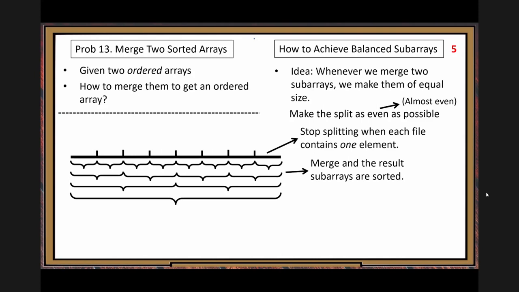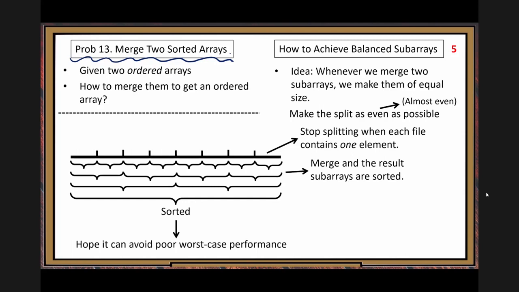So you can see, if you can do problem number 13, just merging two ordered subarrays, then you can apply this basic operation and do the merge sort. That simple. Hopefully it can avoid poor worst case performance. Later, when we do the analysis, we will see the efficiency is big O of n log n in the worst case. Best case also big O of n log n. Worst case also big O of n log n. Average case also big O of n log n, although the constant could be different, because big O has a hidden constant inside.